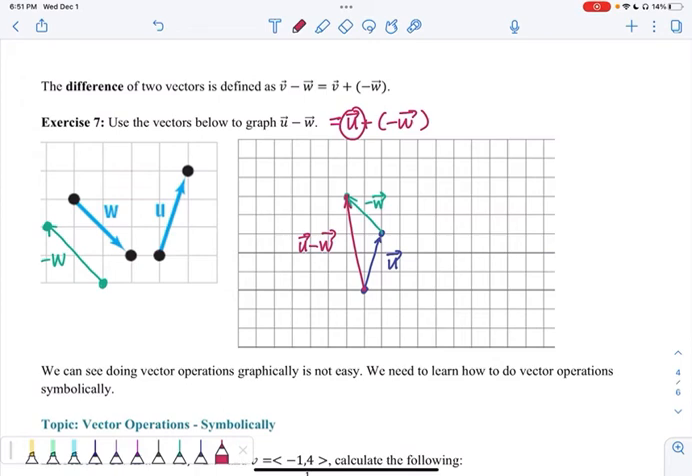And so we can see that doing these vector operations graphically is not so easy. These ones worked out really nicely. For ones that are a little funnier, we're going to need to know how to do vector operations symbolically, and we'll do that next.